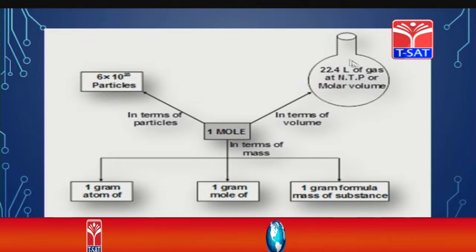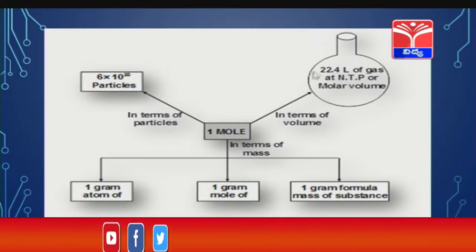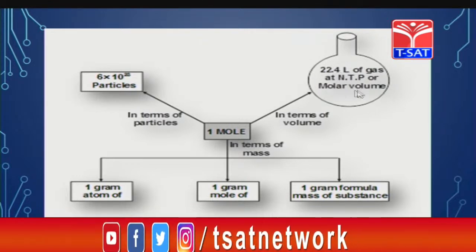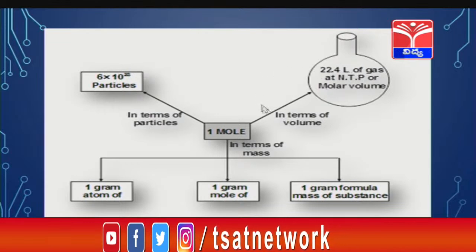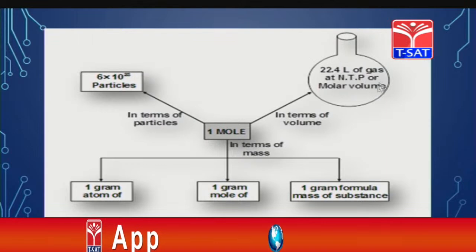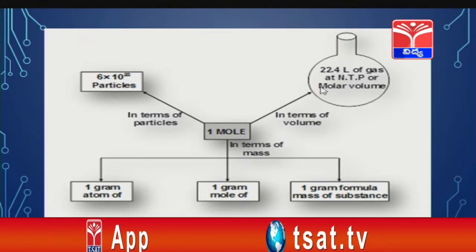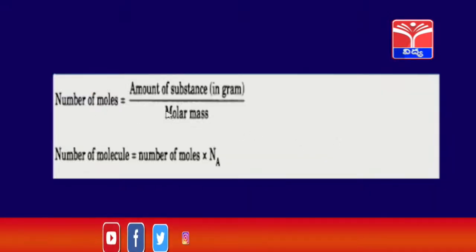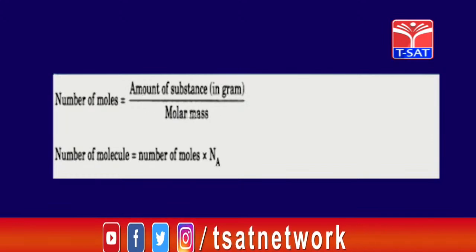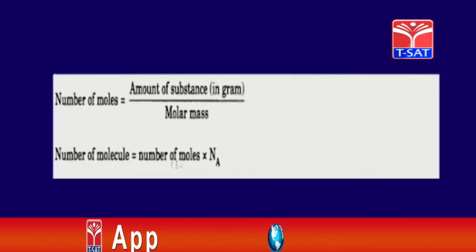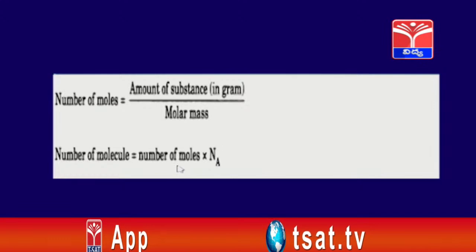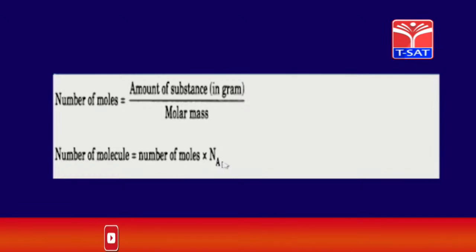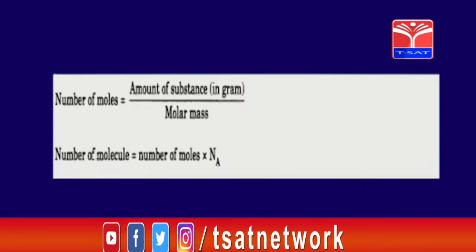This volume is called the molar volume. That means 1 mole of any gas contains Avogadro number of molecules in it, and it occupies 22.4 liters at NTP, normal temperature and pressure. So, you can also calculate the number of moles by using the formula: amount of substance in grams divided by molar mass. The number of molecules you can also calculate. If you have 2 moles, each mole contains Avogadro number of molecules, so the number of moles into Avogadro number will give you the number of molecules.